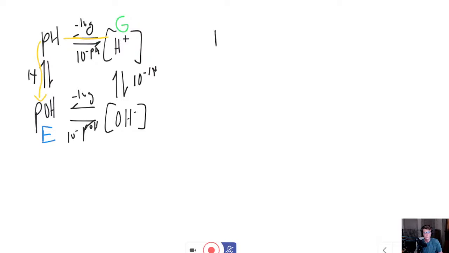We basically set up this chart in the exact same way, substituting in Ka and Kb for H plus and OH minus, and then pKa and pKb in these places here. All of the math is the exact same. So if we want to go here, it's the negative log. This is 10 to the negative pKa.